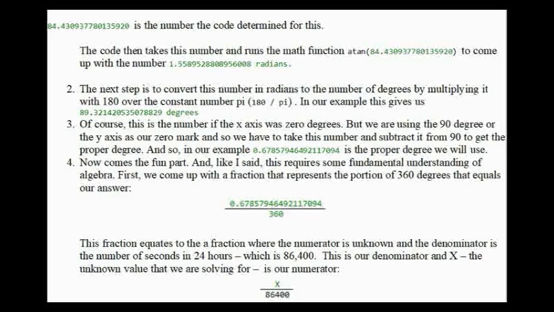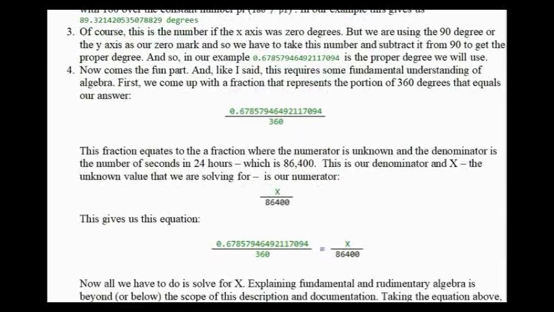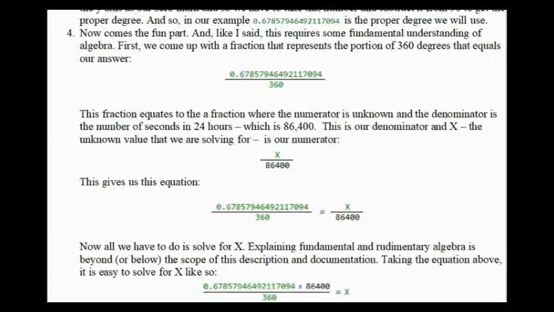Now comes the fun part, and like I said, this requires a fundamental understanding of algebra. First, we come up with a fraction that represents the portion of the 360 degrees that equals our answer. This fraction equates to a fraction where the numerator is unknown and the denominator is the number of seconds in 24 hours, which is 86,400. This is our denominator, and x, the unknown value that we're solving for, is our numerator. This gives us this equation. Now all we have to do is solve for x.